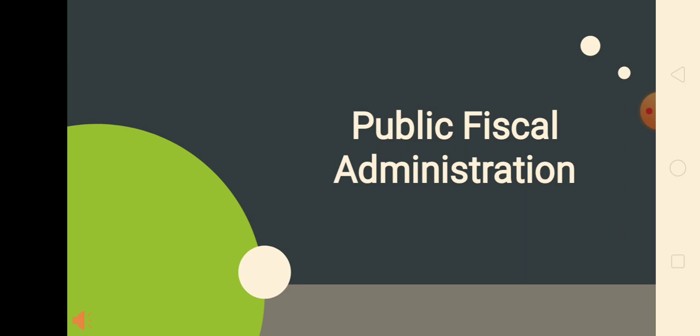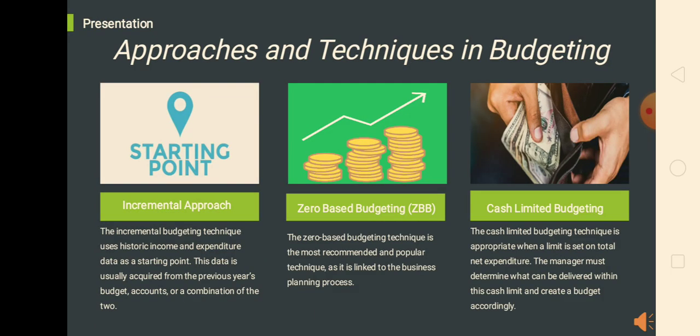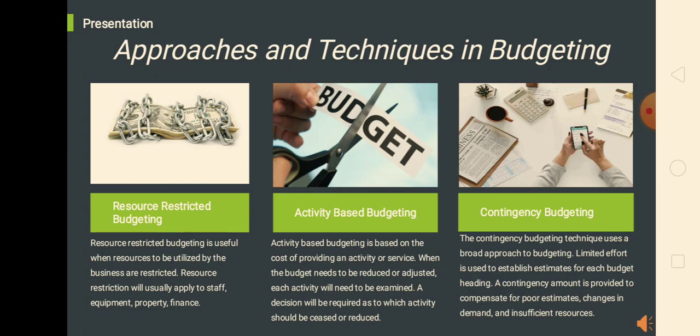And then the number 3 budget approach is the cost limited budgeting. It is appropriate when a limit is set on total net expenditure. The manager must determine what can be delivered within this cost limit and create a budget accordingly. This technique can be difficult to implement when the objectives of the business for that time period have been set without considering the cost limit.